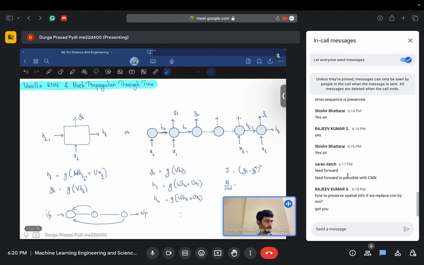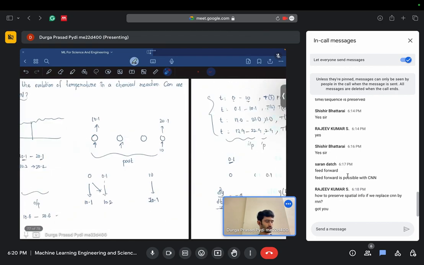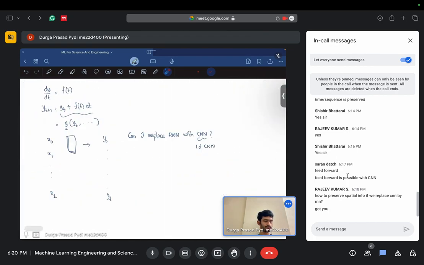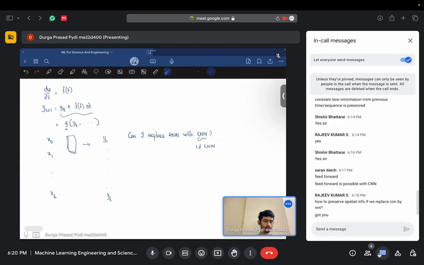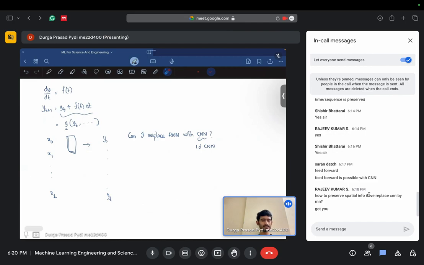Okay, maybe I can give you a little hint. There was one question previous week. So if you are using CNN, what does your kernel size signify? The kernel size will actually determine how much of the input is used to predict the output. So if I were to replace this RNN with a CNN, what should be my kernel size?